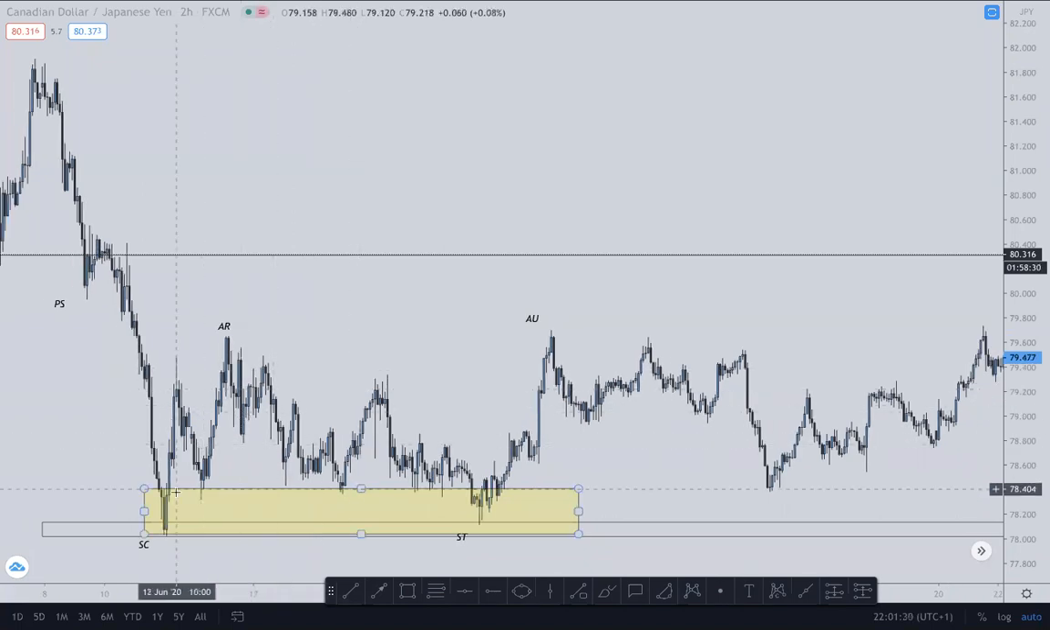And this is how you will be able to trade most of the time the ST to the AU for a little buy, where always your TP is just below the finishing point of AR.